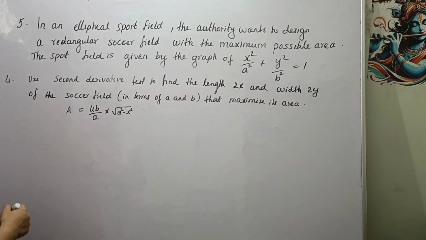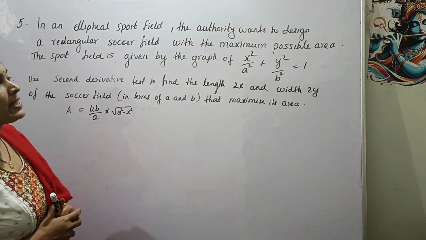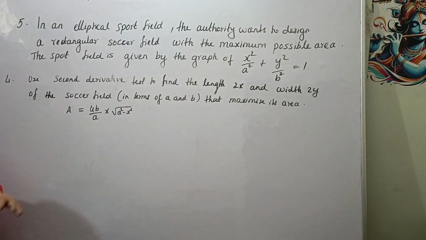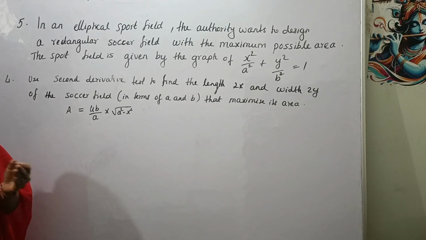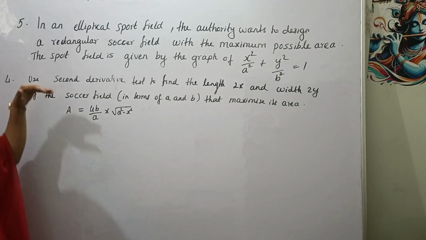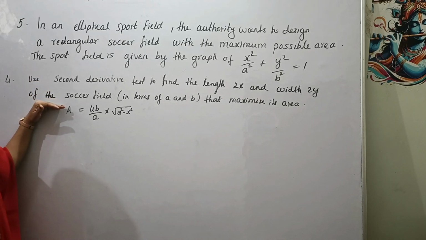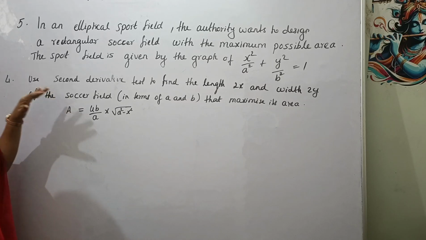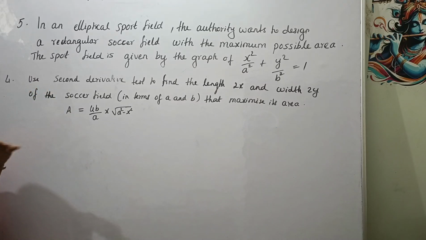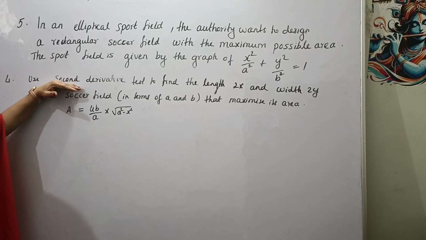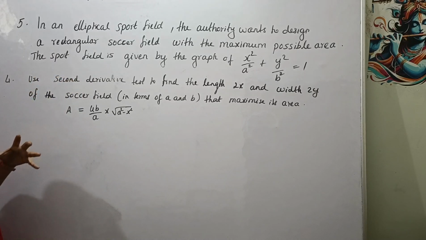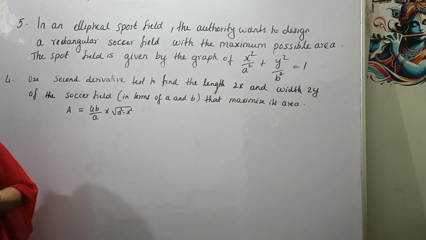Next question: use the second derivative test to find the length 2x and width 2y of the soccer field in terms of A and B that maximize its area. Same question. Here also we have to find the length and width of the soccer field so that its area is maximum. The method is, we have to apply the second derivative test. So for that, we need to find the second derivative, right?